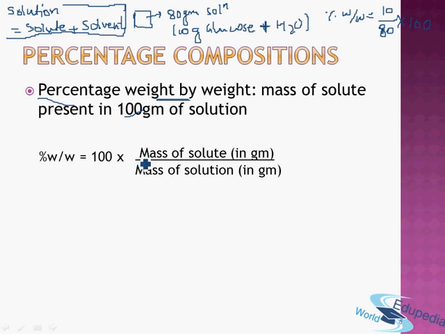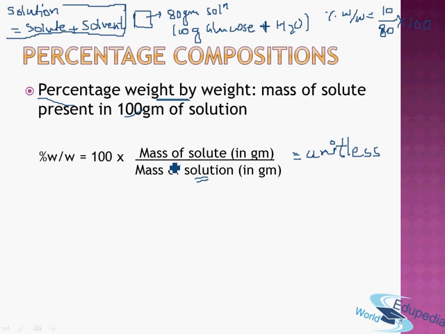Alright, so 100 multiplied with mass of solute divided by mass of solution. So solute comes above and solution comes below. Here it is gram, here it is gram, gram and gram will get cancelled. So percentage weight by weight, this concentration unit, will actually be unitless. If you are asked what is the dimension of percentage weight by weight, well, it is unitless, it is dimensionless. Alright, so 100 multiplied with this will give you percentage weight by weight.